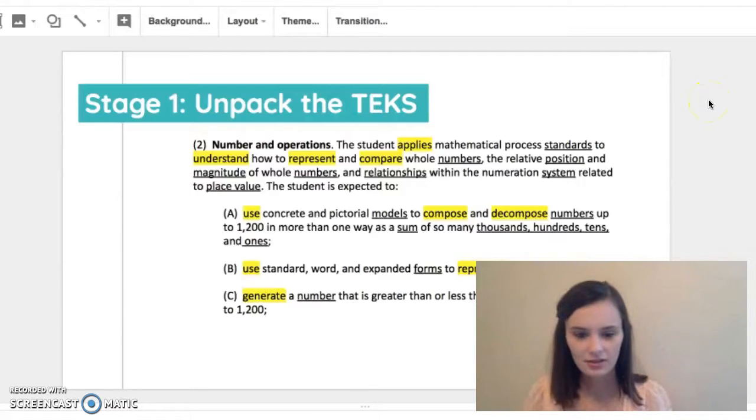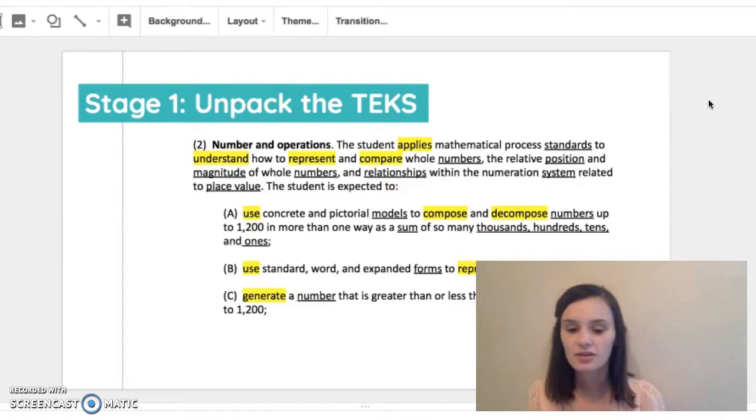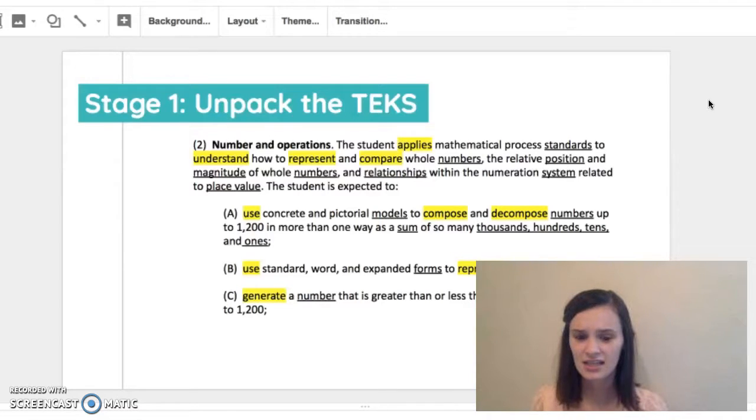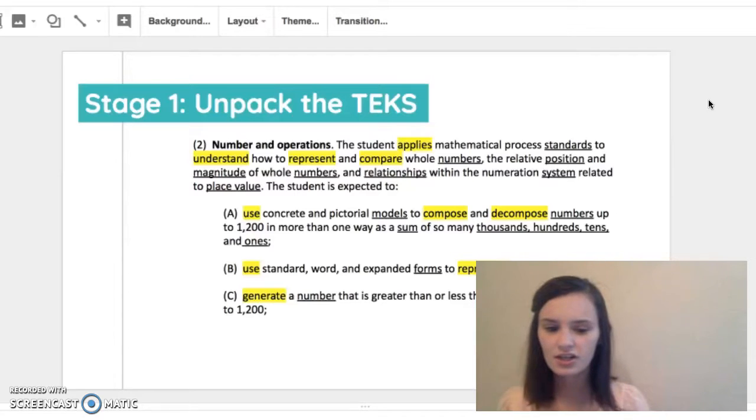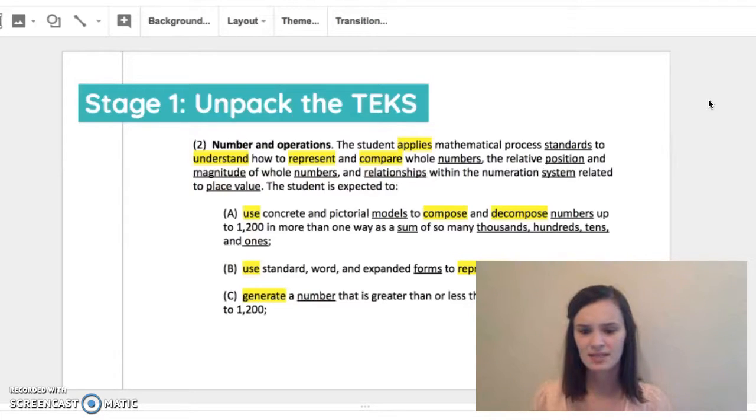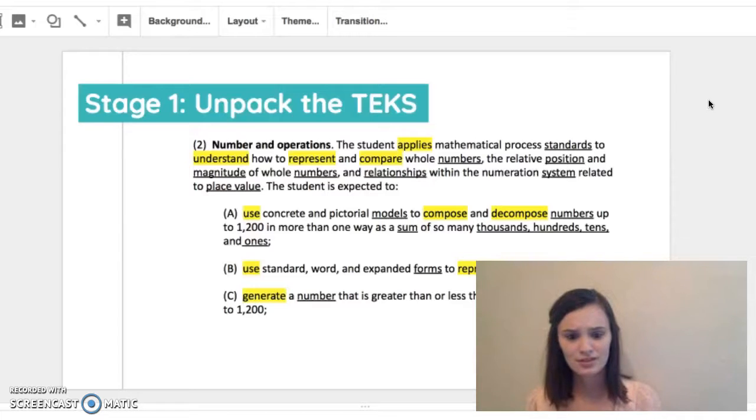Okay, so I've gone around to all the groups and I noticed you all had your verbs highlighted and your nouns underlined. And I hope that helps you get a better understanding of what they need to do, because all of those verbs, that's how they're going to be asked to do it. Are they just going to be asked to use, to represent, to generate? You have to know those things.